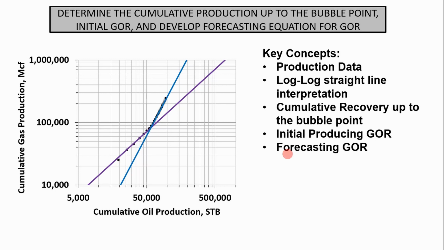So today I'm going to demonstrate how to determine the cumulative production up to the bubble point, initial GOR, and develop forecasting equations for GOR for the undersaturated and saturated region. So why do we want to determine the cumulative production up to the bubble point and initial GOR? Because it helps us to determine drainage area of a well, which in turn helps us determine well spacing, how far we want to put these wells apart in a given area.